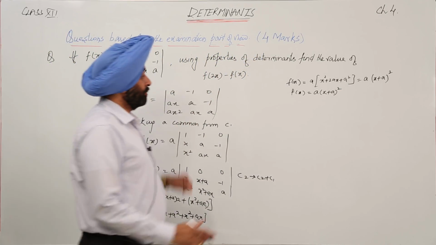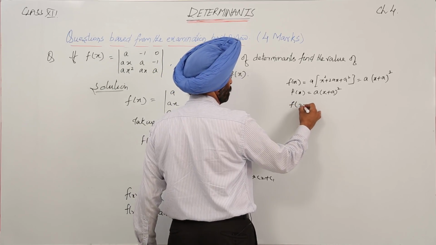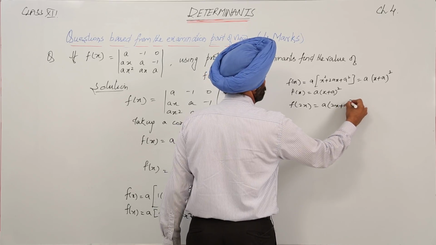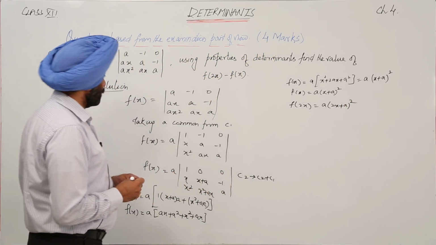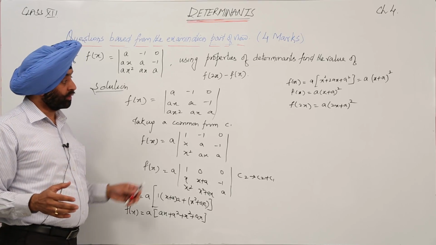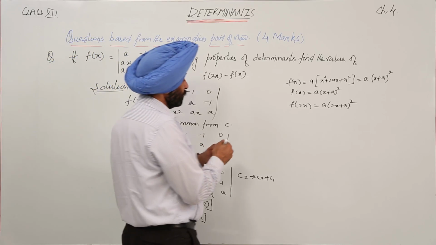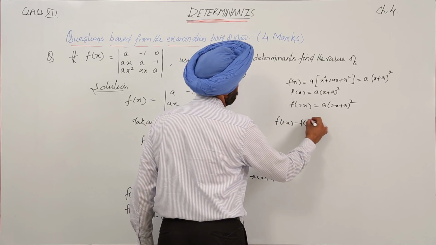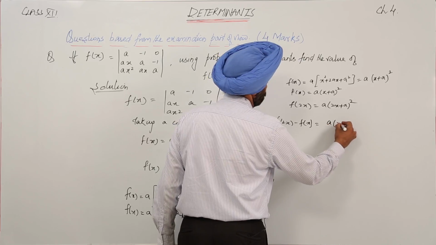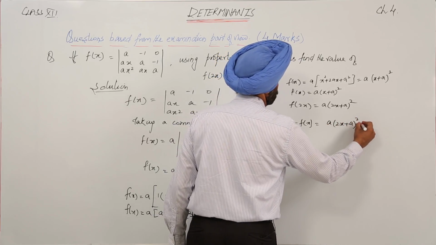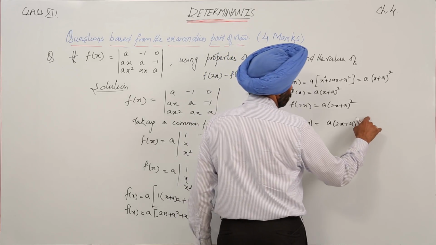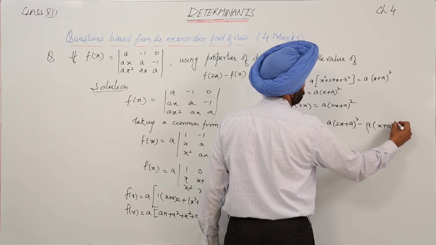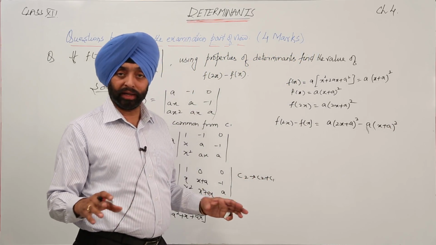Now what f(2x) will be? f(2x) will be a with 2x plus a whole square. Okay, so we are having f(2x) also and f(x) also. Now what we have to find? We have to find f(2x) minus f(x). Now what this is? Now this is a with 2x plus a whole square minus a and x plus a whole square. Now just solve it, we will be getting the answer.